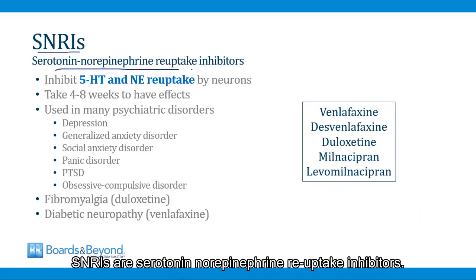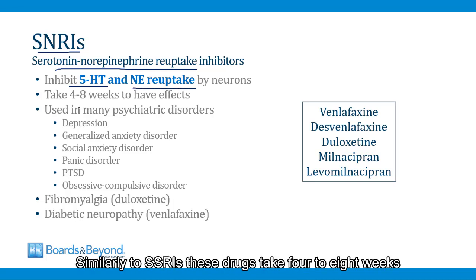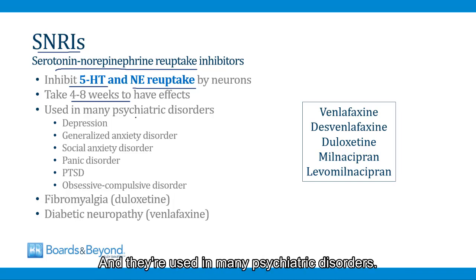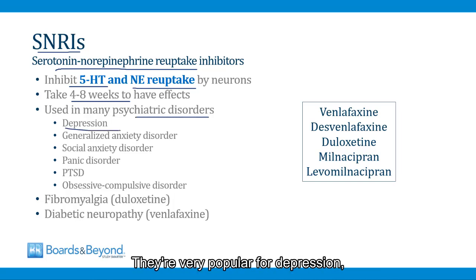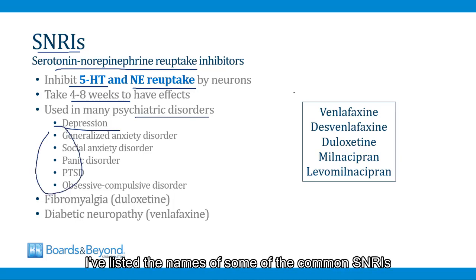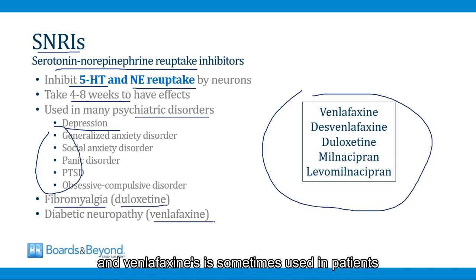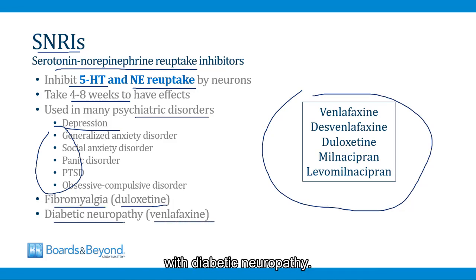SNRIs are serotonin norepinephrine reuptake inhibitors. These drugs work like SSRIs in that they inhibit serotonin reuptake by neurons, but they also affect norepinephrine. Similarly to SSRIs, these drugs take 4 to 8 weeks to have effects on mood, and they're used in many psychiatric disorders. They're very popular for depression, but they're also used in all these other psychiatric disorders listed here. I've listed the names of some of the common SNRIs on the screen here. One of them is duloxetine, which has been shown to have some benefit in patients with fibromyalgia, and venlafaxine is sometimes used in patients with diabetic neuropathy.